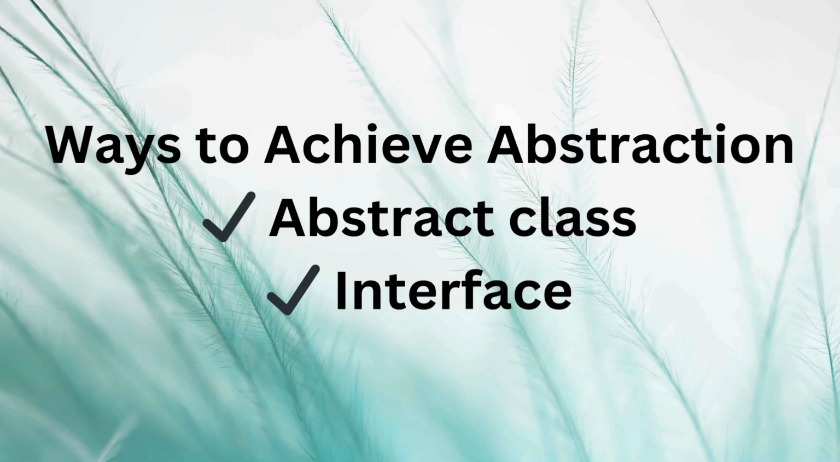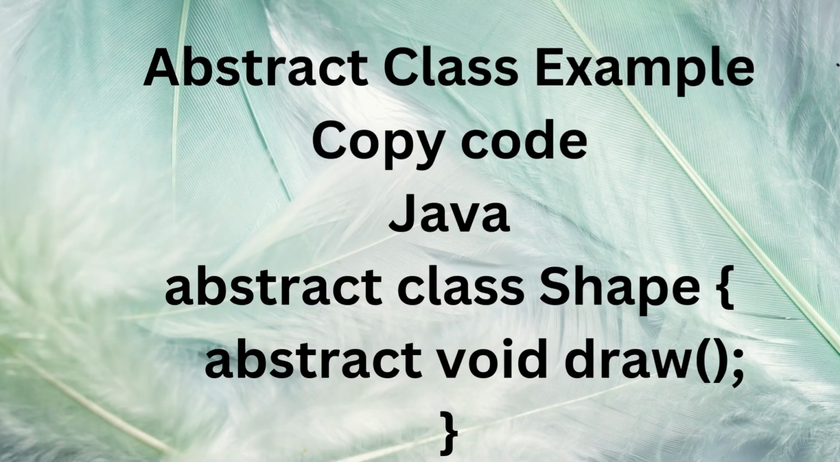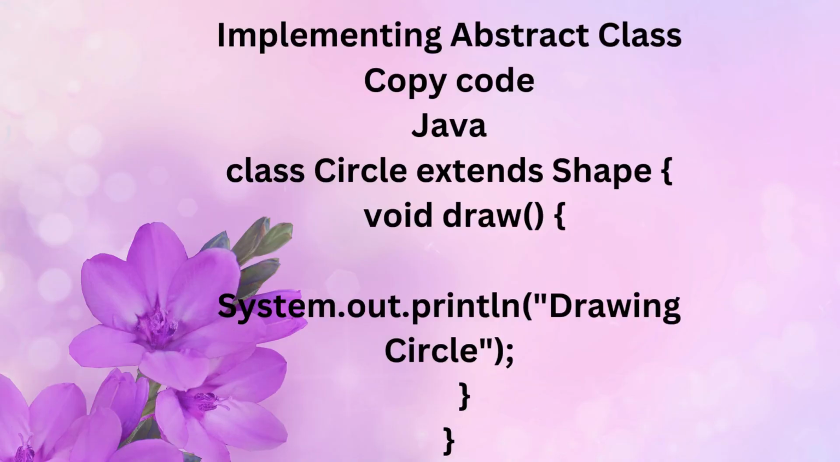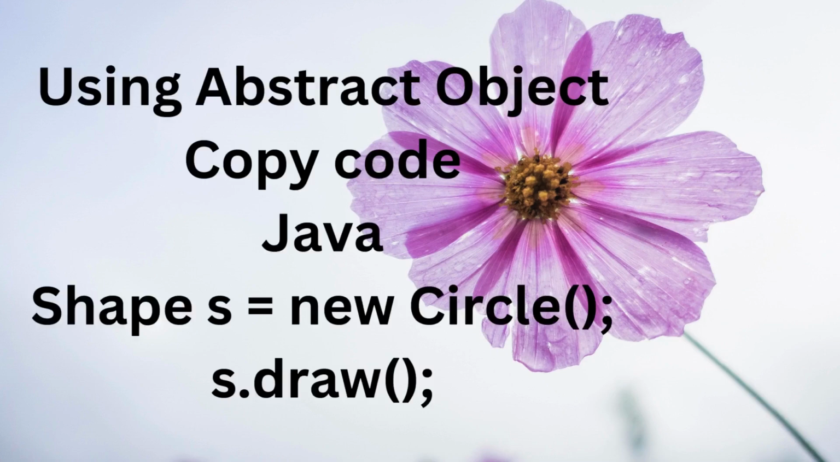For example, we create an abstract class called shape with an abstract method draw. The shape class does not know how to draw, it only defines that drawing must happen. Now, when a class like circle extends shape, it must provide its own implementation of the draw method. This means circle decides how the drawing is done. When we create a shape reference pointing to a circle object and call draw, the circle's implementation is executed. This is abstraction in action.